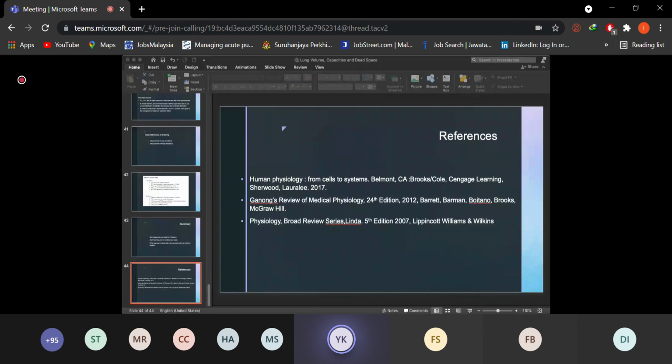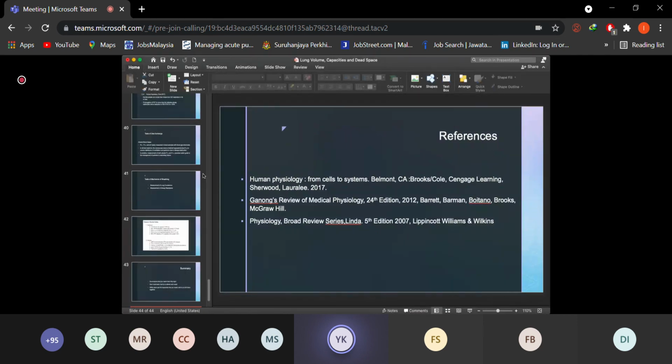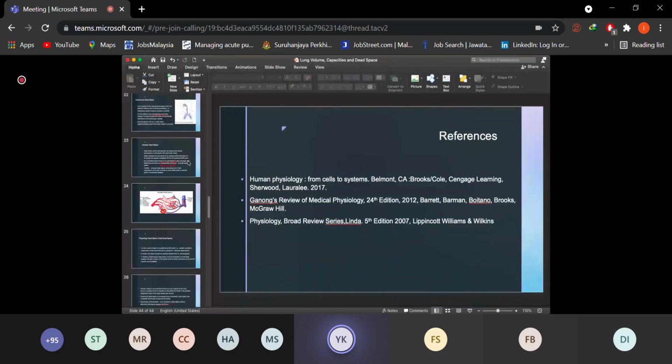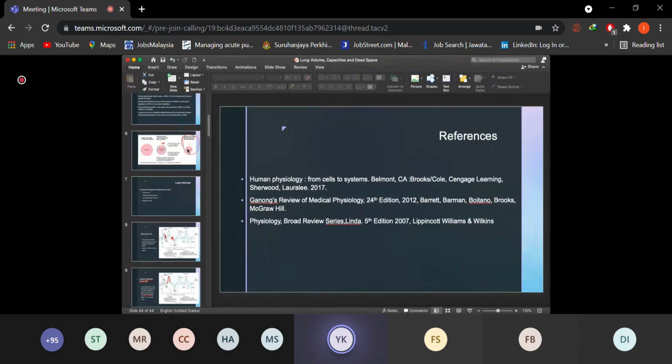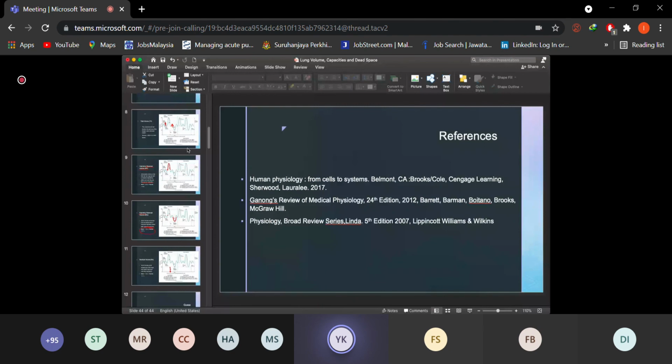For these lectures, what's most important is that first you have to know the lung volumes and lung capacities. You have to know their definitions. If you don't know the definitions, then you will hardly understand the rest of the slides.